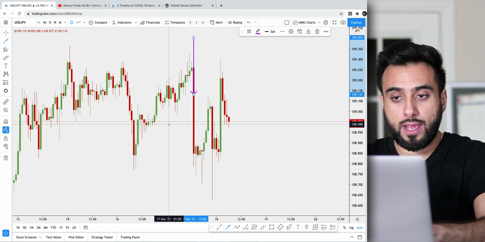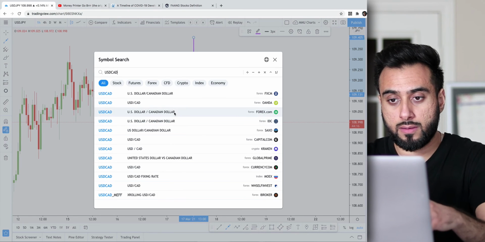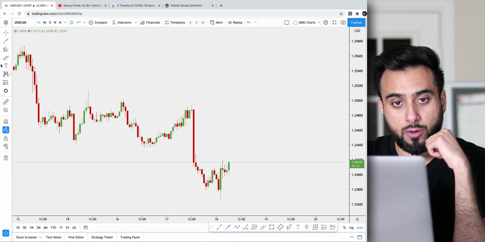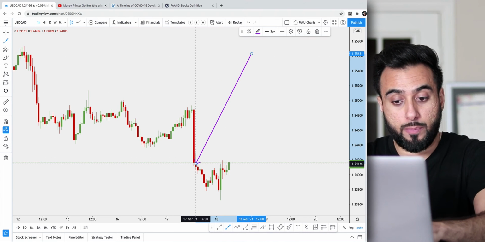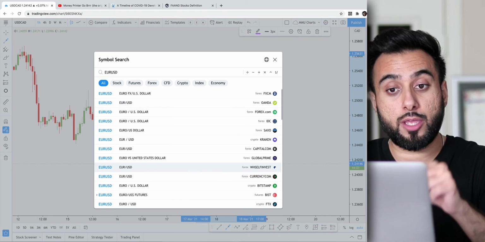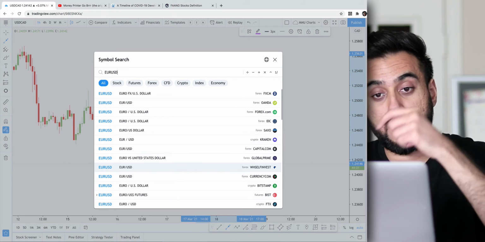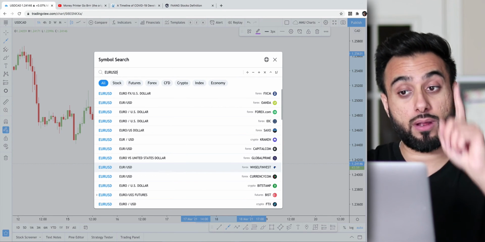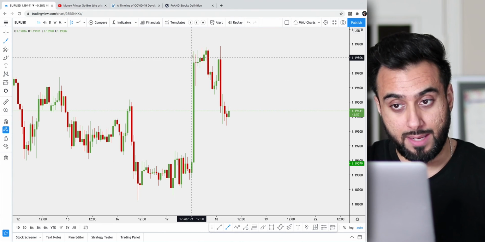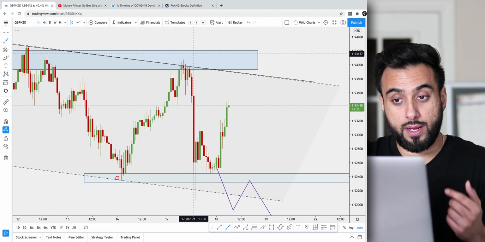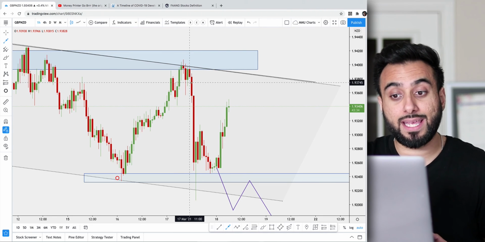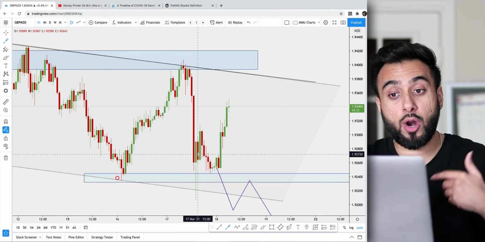Let's look at USD CAD. Same thing right over here. It dramatically dropped. Let's look at another pair, Euro USD. This time USD is on the right hand side, so now this pair dramatically went up, right here, same spot. Let's look at GBP NZD. I took this trade, took the short here. Right here, this dramatically dropped. Pretty much every market got moved.